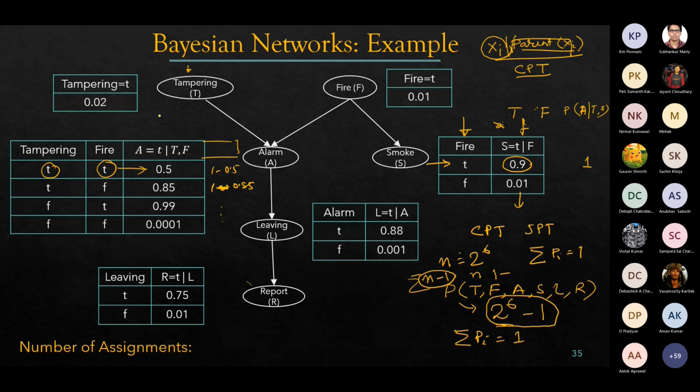Now, how many assignments are we doing here? For this, we are doing only one assignment. For this, only one assignment. For this, 4 assignments. For this, 2. This 2. So how many? 4, 8, 12, right? And 2 to the power 6 minus 1 is very, very large with respect to 12. So this is the kind of gain that we are having here.